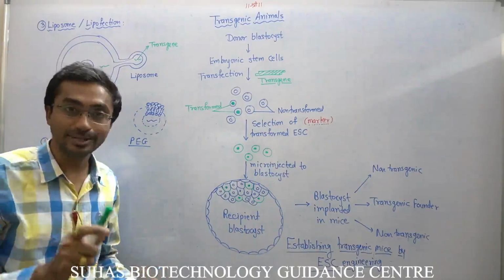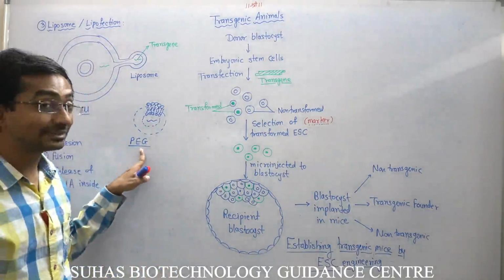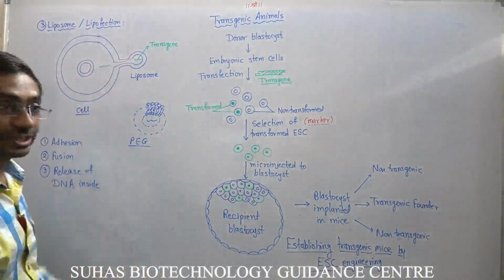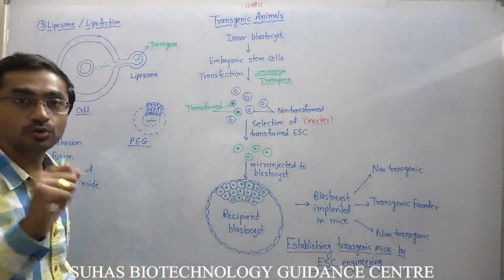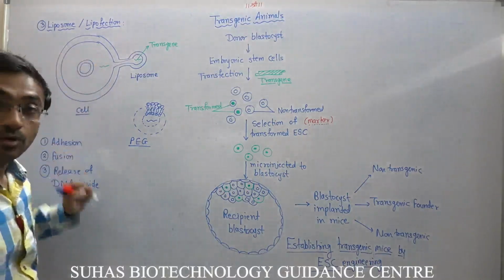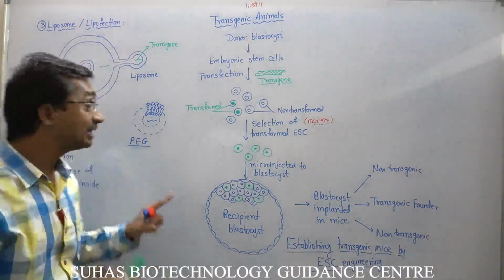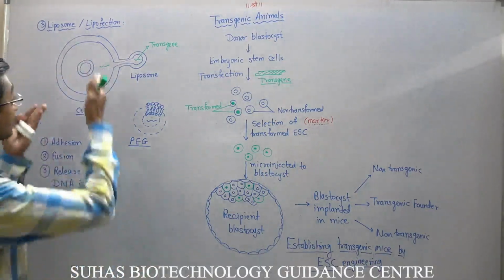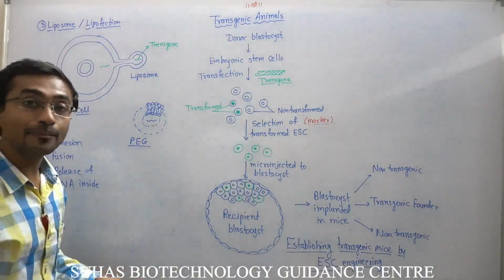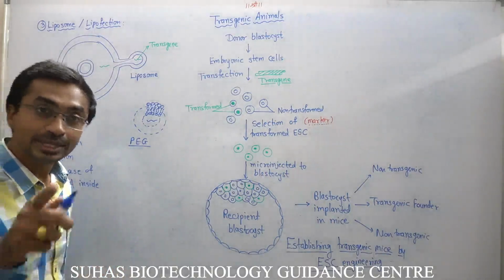Another physical method, but it also uses certain chemicals like polyethylene glycol, and thus the gene is transferred. But don't forget that we don't want to transfer the gene in the cytoplasm. We want to transfer it where? In the nucleus. But here it is transferred in the cytoplasm. That's why a new technique, that is liposome within liposome, is used.